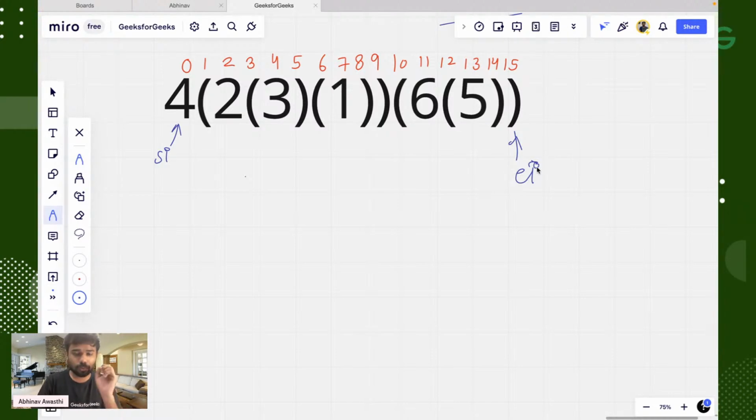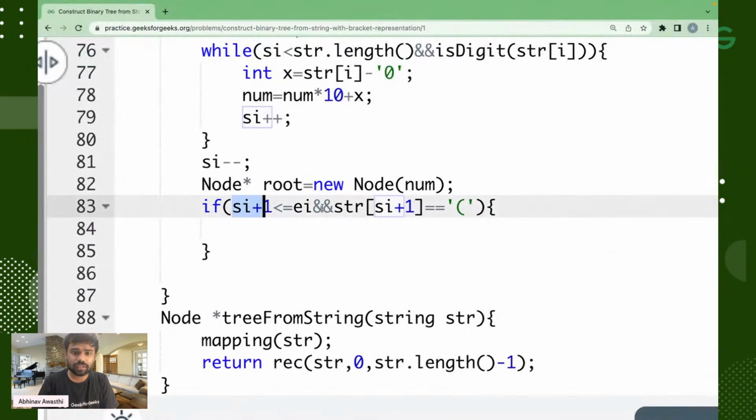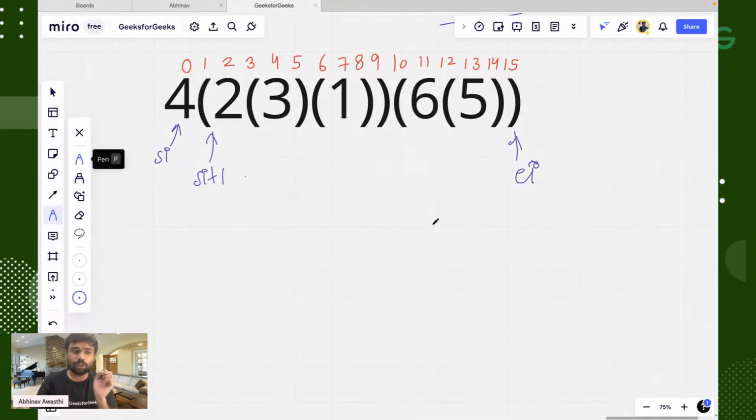So now look, we have SI. We know that SI plus 1 is an opening bracket. That is what we have checked here. This is the opening bracket, and we also know that it will be the opening bracket of our left subtree. Can we find the corresponding closing bracket for this SI plus 1? Yeah, we can find it using the map. So we have found, let's say, this is the corresponding closing bracket.